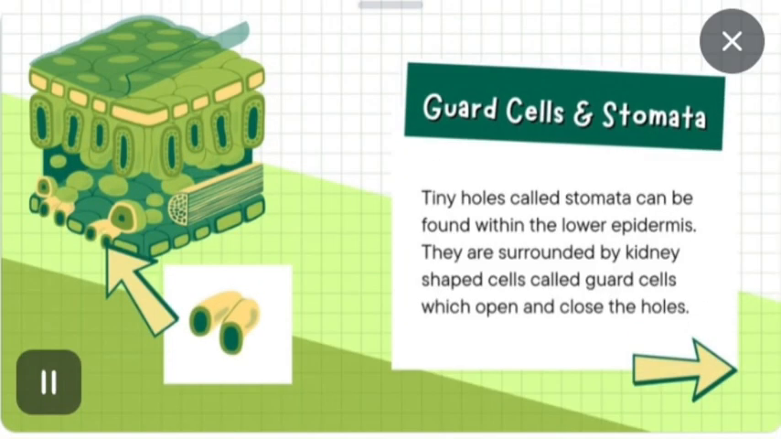And the next is guard cells and stomata. Tiny holes called stomata can be found within the lower epidermis. They are surrounded by kidney-shaped cells called guard cells, which open and close the holes. So the stomata is mainly protected by the kidney-shaped cells called guard cells. So it protects the stomata holes and it helps to close and open the holes.